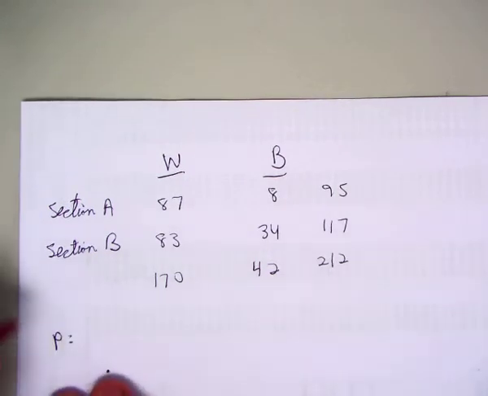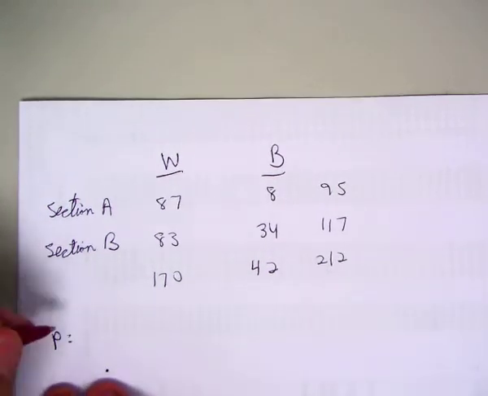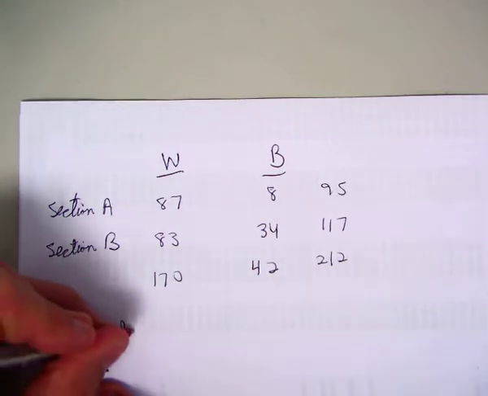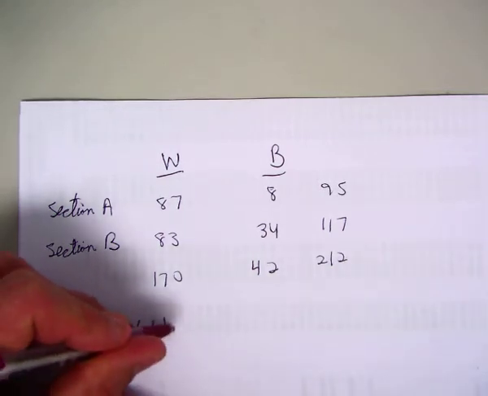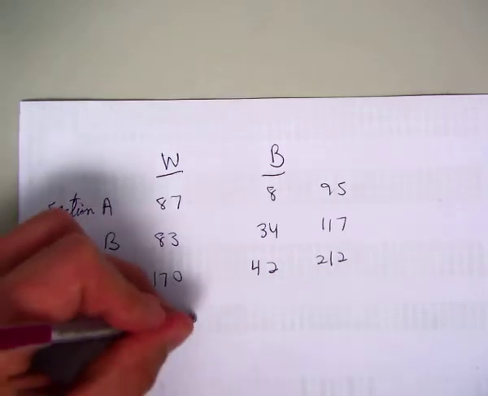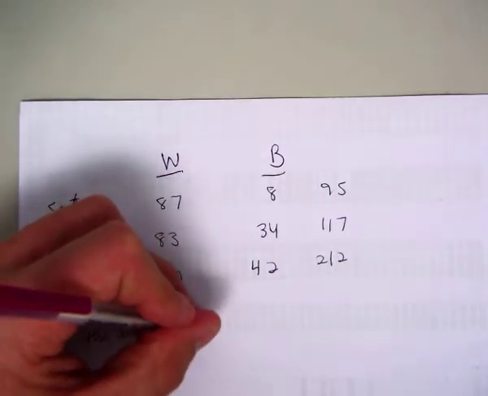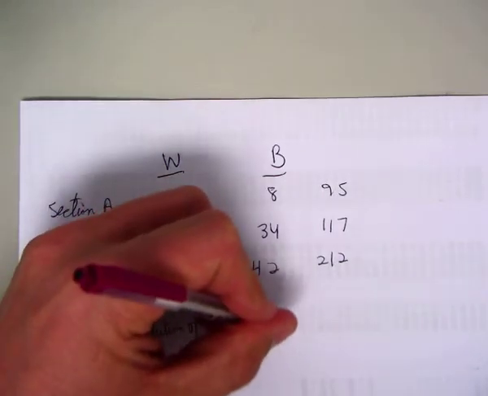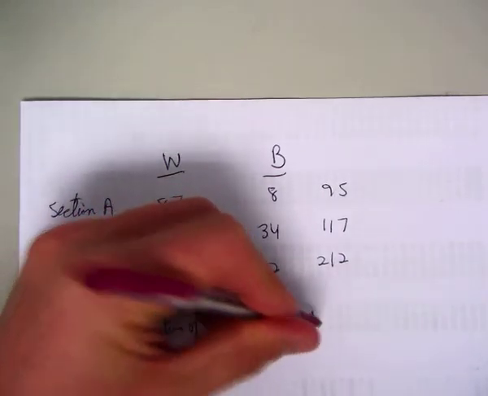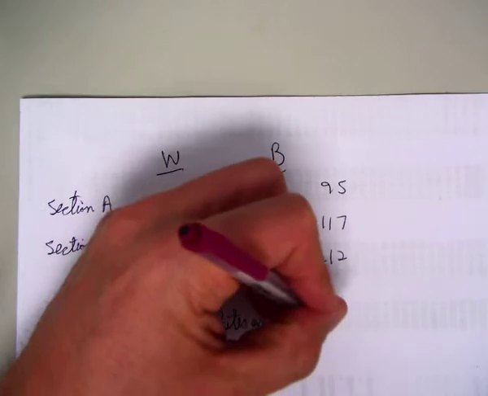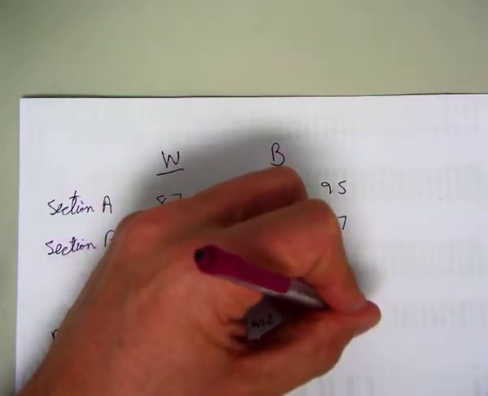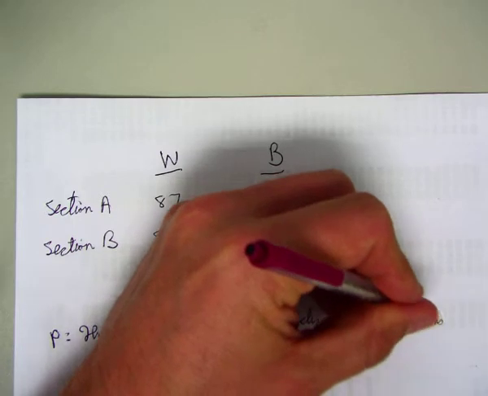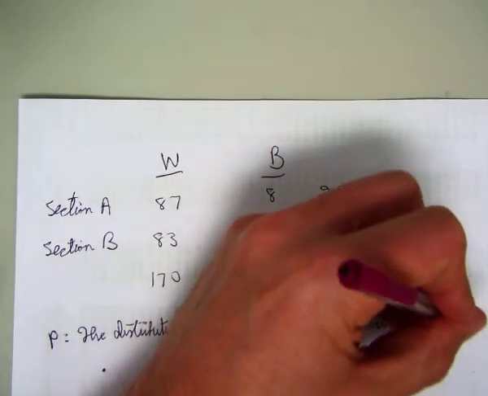Our parameter here, we've got to do a chi-square test. It would be the distribution of whites and blacks in housing sections A and B. Okay.